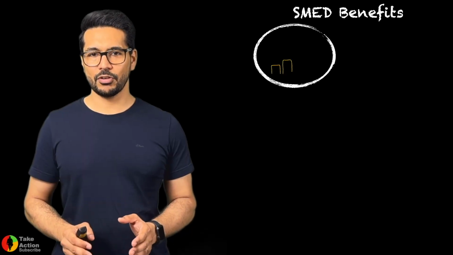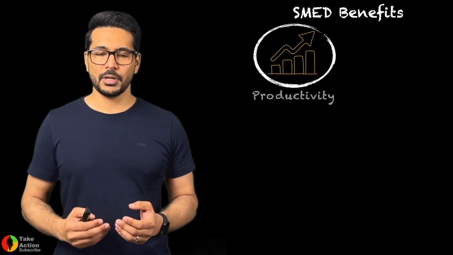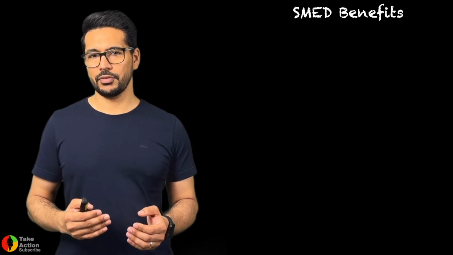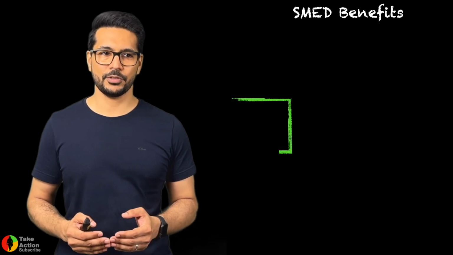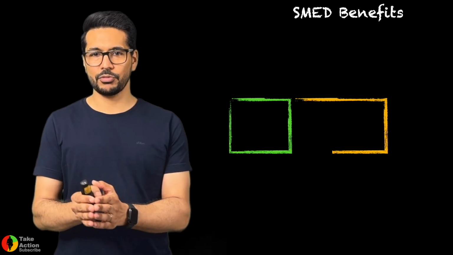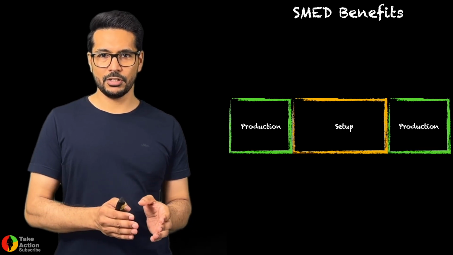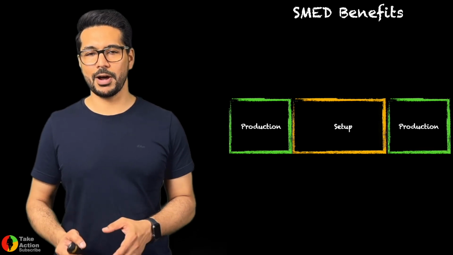What are the benefits of single minute exchange of dies? This method, when we apply it the first time, normally achieves a 50% reduction in setup time. So imagine if you have reduced the setup time by 50%, you have this time. Instead of doing the setup on the machine, we can produce more parts in this time.